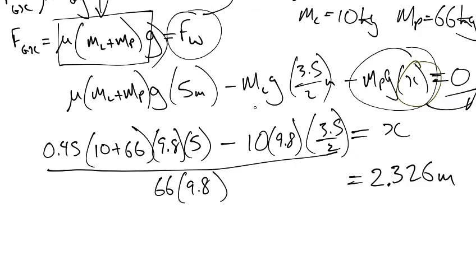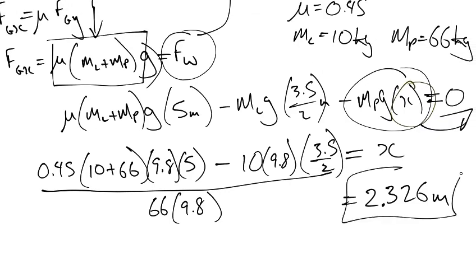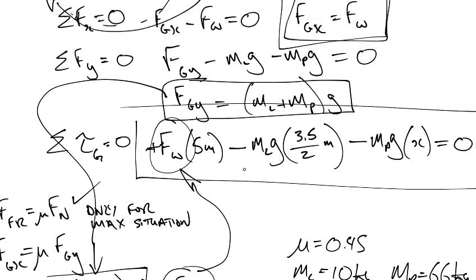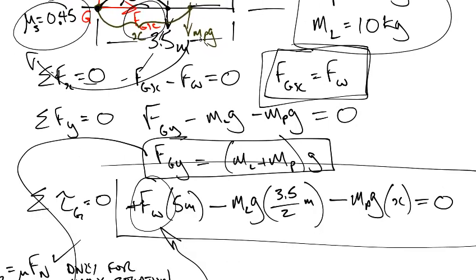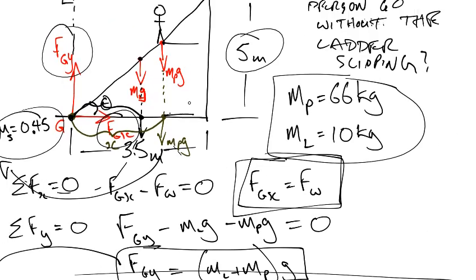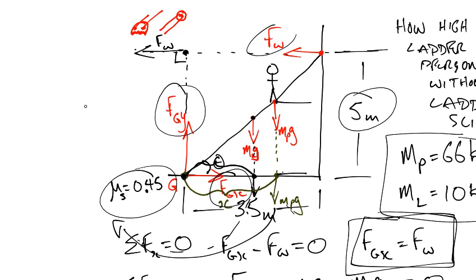Okay, so what do we do now? Are we done? Well, we got x, but what's the question asking for? Well, the question's asking for how high up does this person get to go? Well, we now have this distance. Getting this distance is now trivial, okay? And the reason is because we know this angle. This angle is basically 5 over 3.5, and that's easy to get, right?